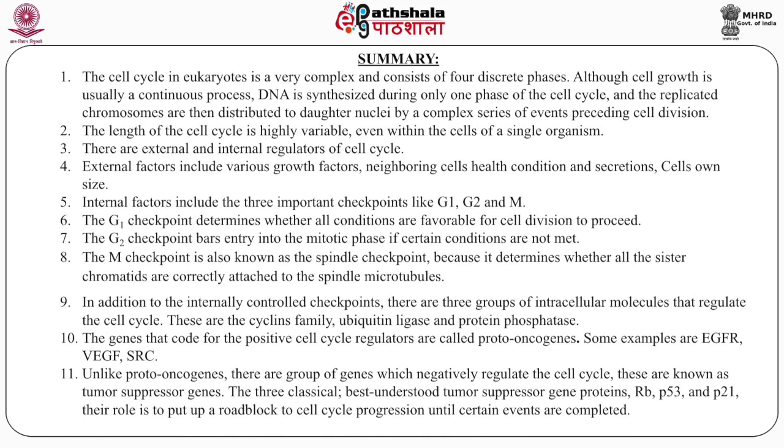Unlike the proto-oncogenes, there are a group of genes which negatively regulate the cell cycle. These are known as the tumor suppressor genes. The three classical best understood tumor suppressor genes are the retinoblastoma RB, P53 and P21. Their role is to put a roadblock to the cell cycle progression until certain events are completed and the cell is ready to move into the cell cycle.